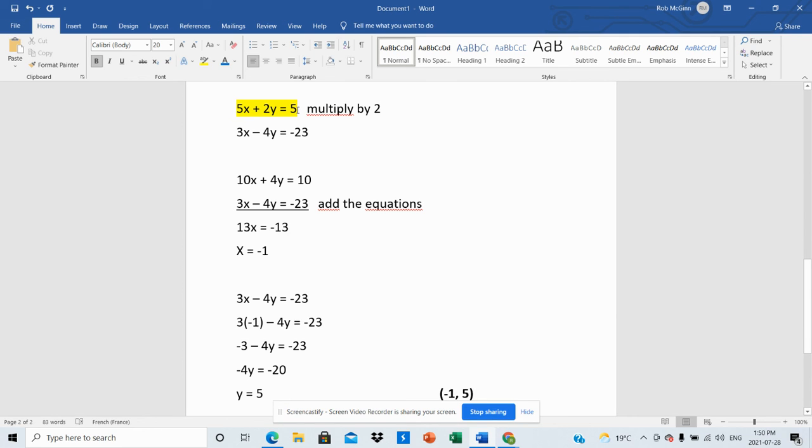Perfect. Worked for our first one. Let's see if it works for our second one. 3 times minus 1 will be minus 3. Minus 4 times 5 will be minus 20. So minus 20 plus minus 3 is going to be minus 23. So we found the solution for our system of linear equations.